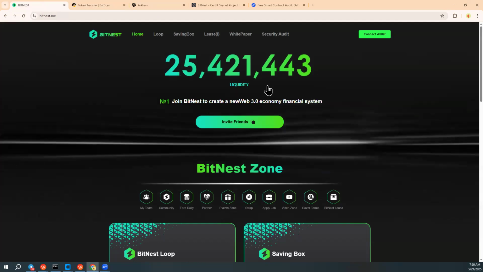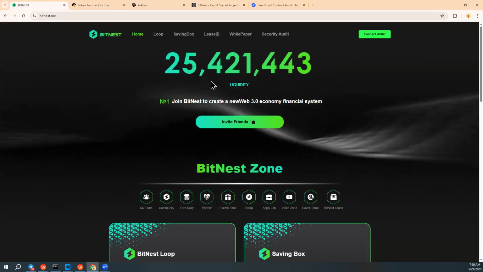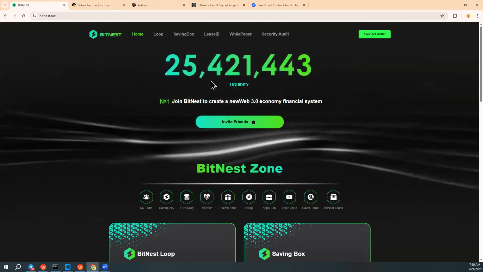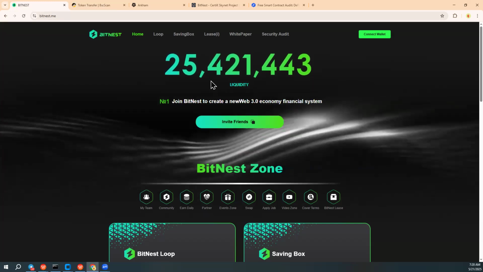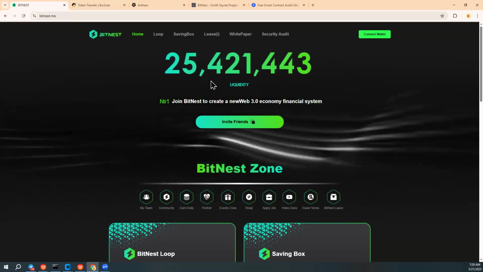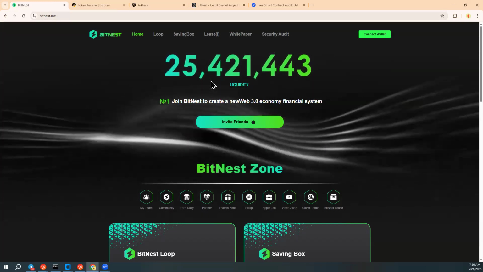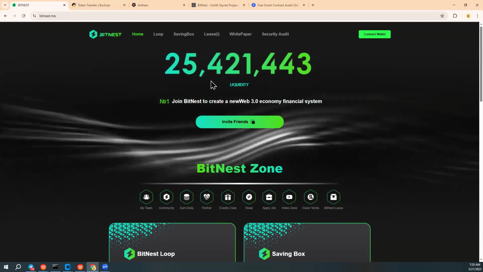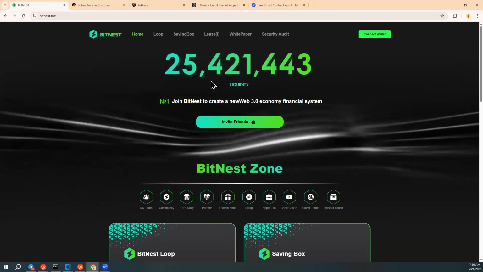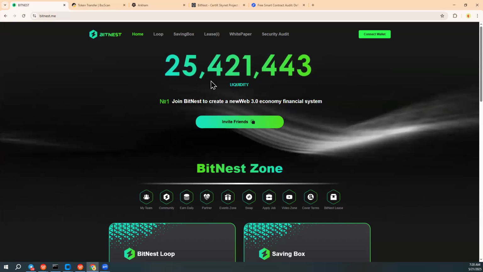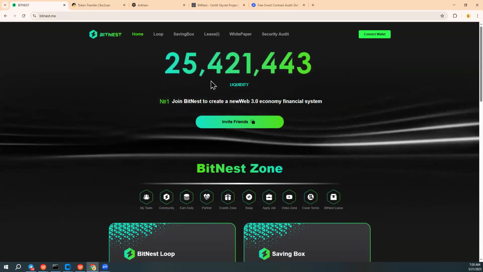The PancakeSwap liquidity pool is 25 million so far. Sometimes it will go up, sometimes it will go down. I think this is a very normal process. It's just like a company's bank account: sometimes there is more money, sometimes a bit less. This is a healthy thing.